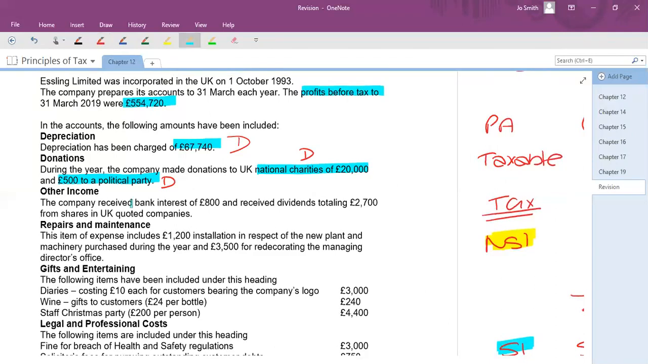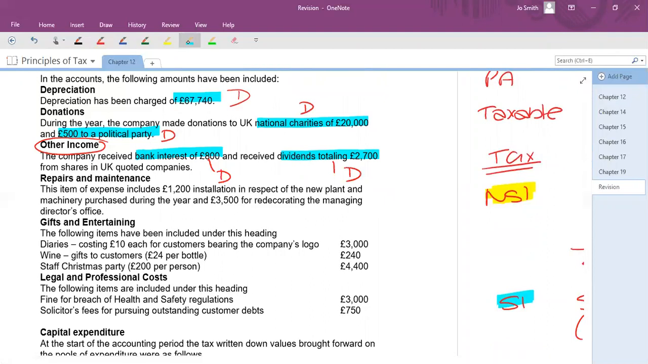Other income that you've got: some bank interest and you've got some dividends for some shares. Now this is income, all right? Any income that you have other than your main trade, i.e. sales, you're going to disallow because it's not to do with the trade. So the only income you should have is your sales income that forms your gross profit.